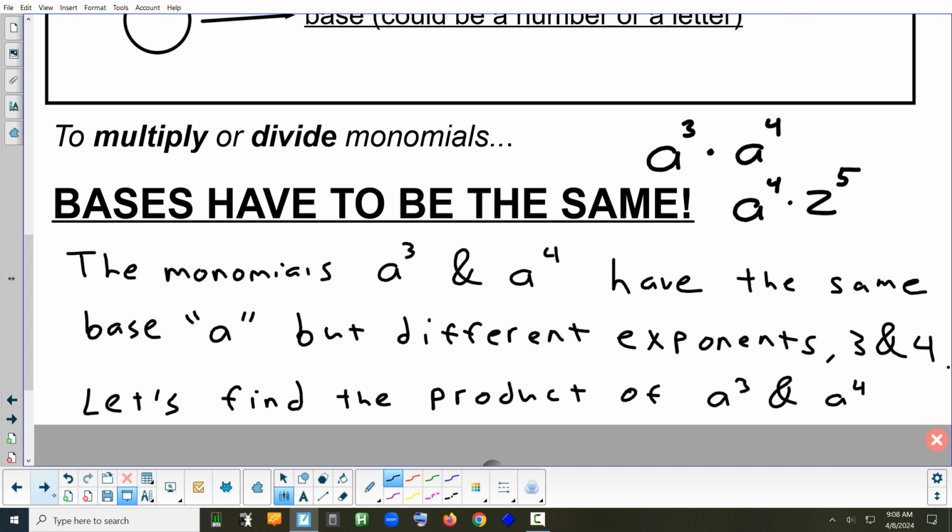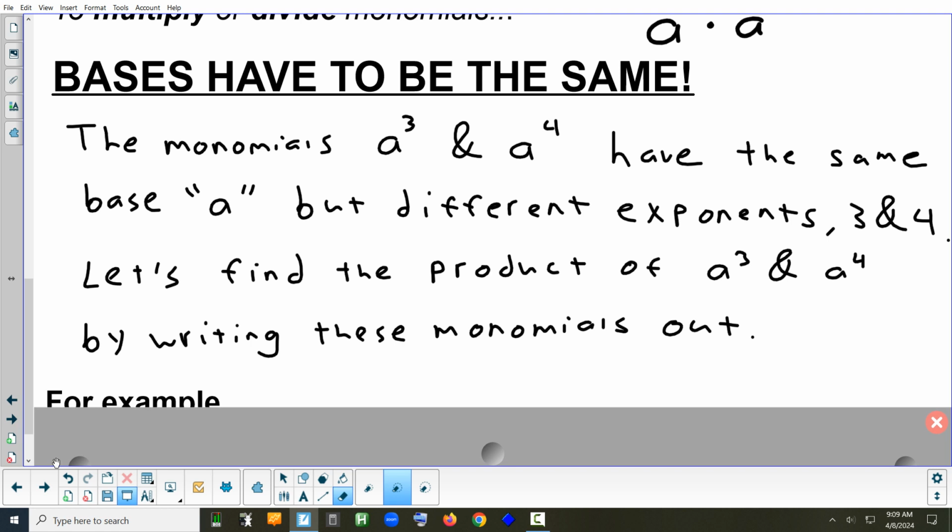So let's try the one that we just wrote down. Okay, a to the third times a to the fourth. So this part, you guys can just read this. You don't have to write this part down because there's not really enough space to write it. But a to the third and a to the fourth have the same base. What's the base in a to the third and a to the fourth? A. Yeah, the base is a. But the exponents are different. That's fine. Different exponents, that's not a problem at all.